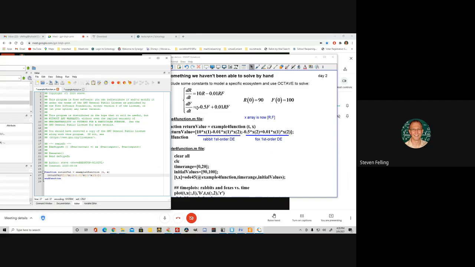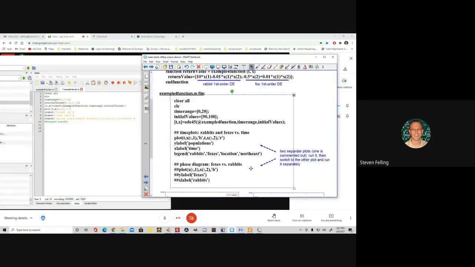Now we're going to enter this negative 0.5f plus 0.01 rf. So we've got negative 0.5 times foxes, which is x2, plus 0.01 times rabbits, which is x1, times foxes, which is x2. Okay, so hopefully you can see the pattern of how this all works. Now our array is rabbits, foxes, rather than y and y prime. It's just two y variables, the y variable for rabbits and the y variable for foxes. All right, so we'll save that, and then we'll move on to the script.